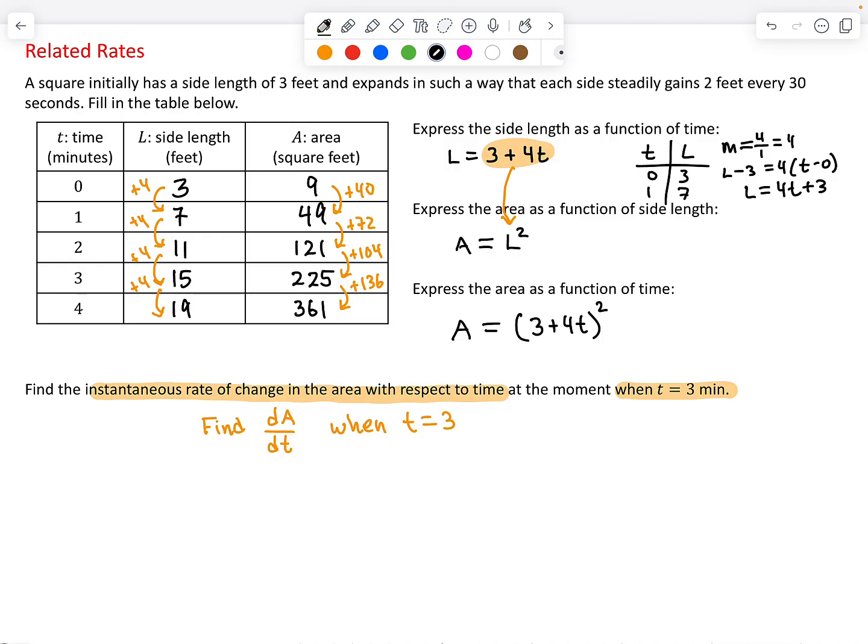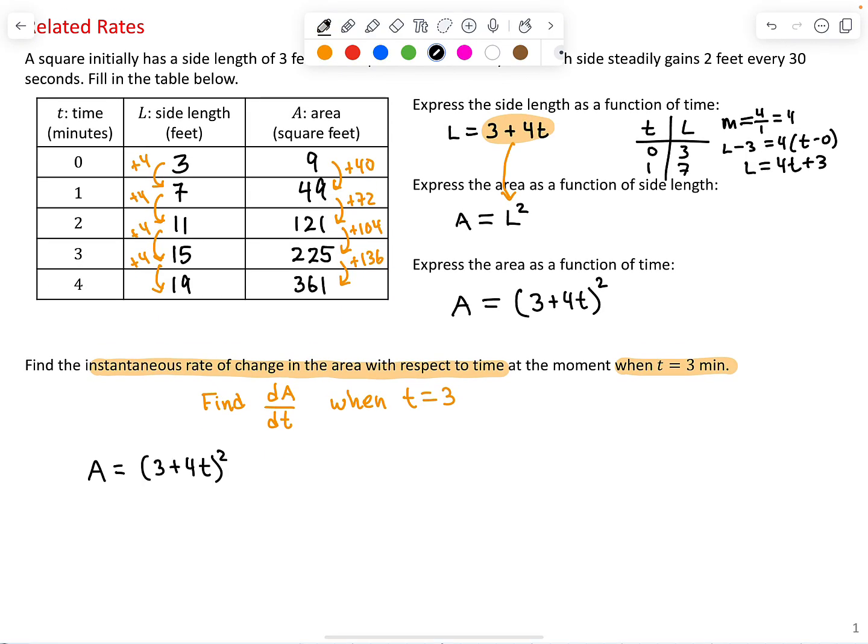I'm going to show you 2 different ways to do this. The first way will be beginning with the relationship A as a function of t, and then just differentiating this, treating t as the independent variable. So we'd have to use the generalized power rule. The 2 would drop, the base repeats, the new power is 1 less, so I won't write it. And then the chain rule: times the derivative of the inside.